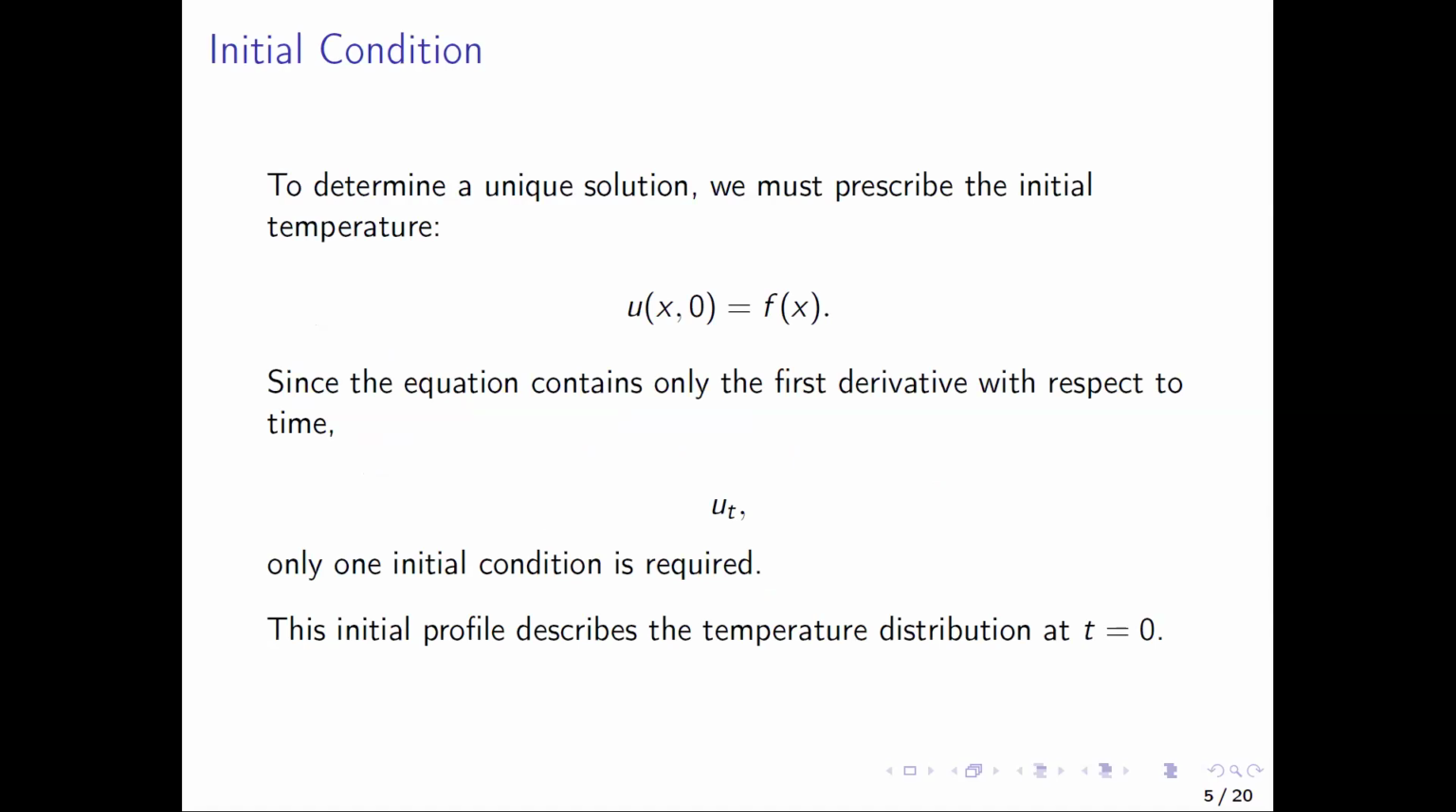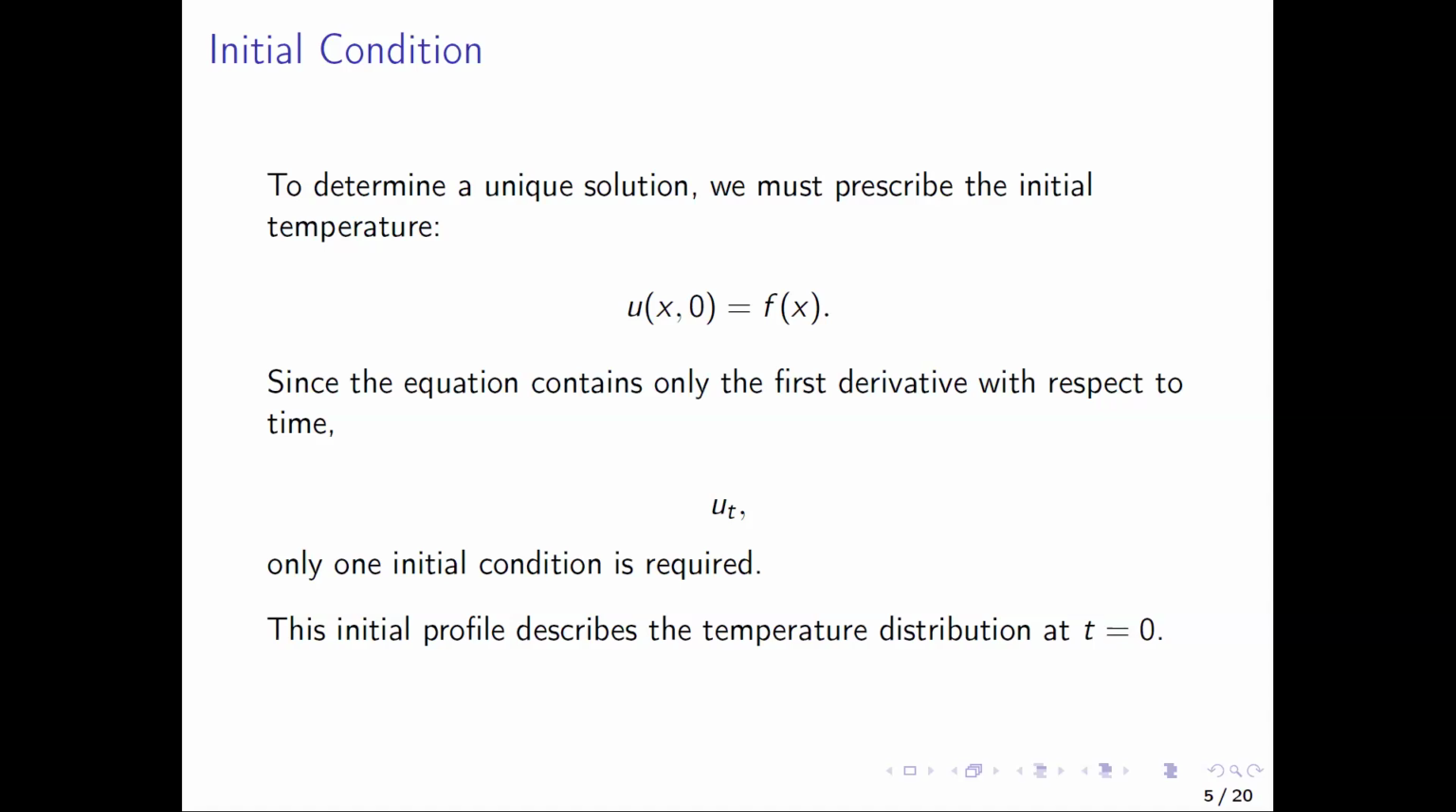Initial temperature means that you attain a 0 for your t and it gives you the initial temperature f of x function. Of course, f of x can be a constant value. For example, the initial temperature can be 0 or any other degree. Since the equation contains only the first derivative with respect to time, only one initial condition is required with respect to time.